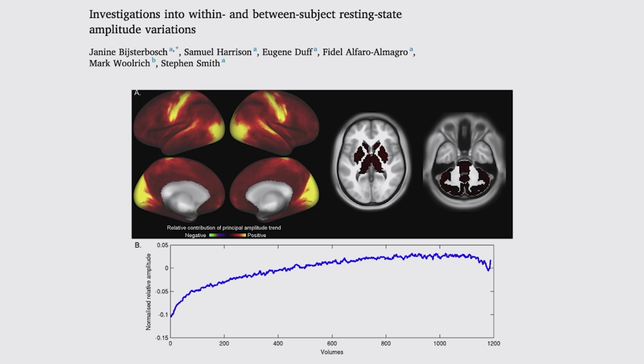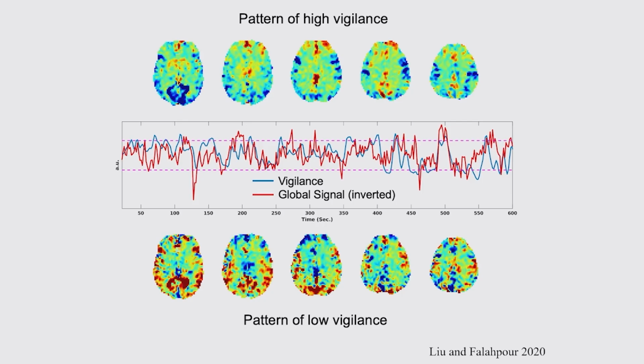Other work has shown, for example, if you look at 15 minutes of resting state data from the HCP and look at the global signal amplitude, no surprise, as people get more drowsy, the global signal goes up, which makes sense because in general, as arousal decreases, we expect global signal amplitude to increase. You see this even within the time course. This is showing the global signal and vigilance, where the global signal has been inverted just so you can see the correlation.